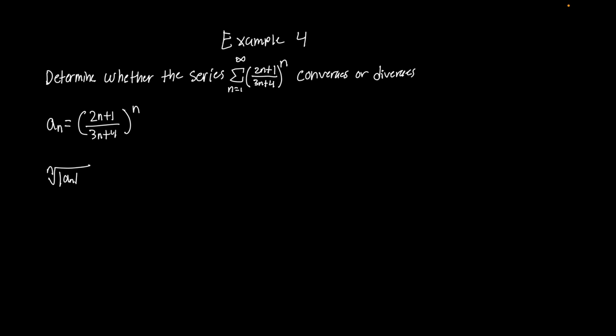We don't really need to take it, because when you take the absolute value of the term, we get the same thing, (2n + 1) over (3n + 4) to the nth power. Therefore, we can take the nth root. The n and the n cancel, so we're left with (2n + 1) over (3n + 4).